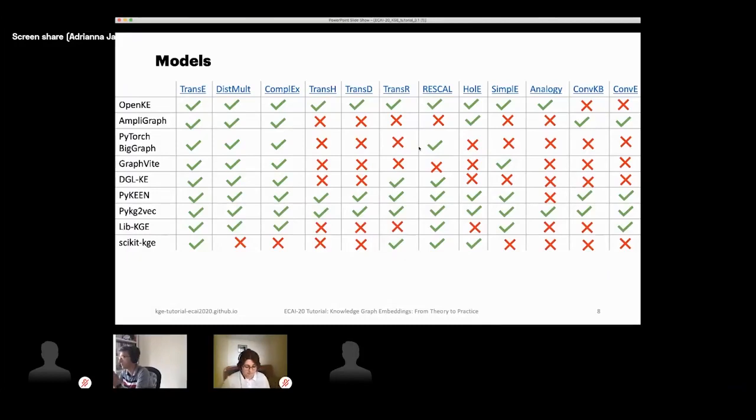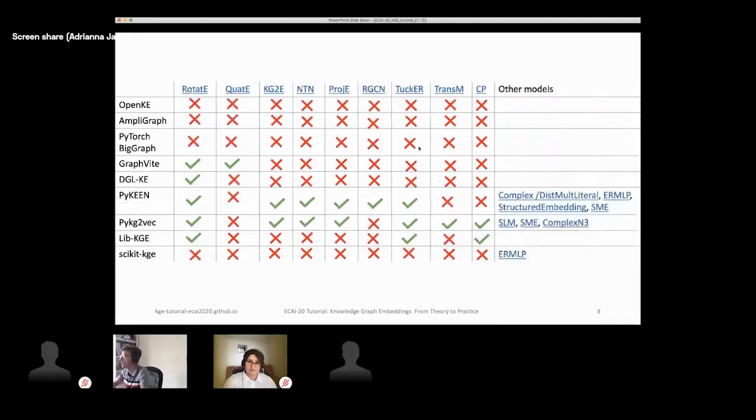So some of the most common models are TransE, DistMult, ComplEx. You can see they are available in almost all libraries, and there are some variations across the rest of the models in which library provides what models. So you can have a look at that and see maybe some use case you need. It depends on the model that is offered.